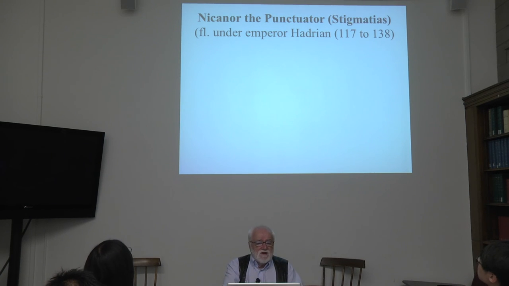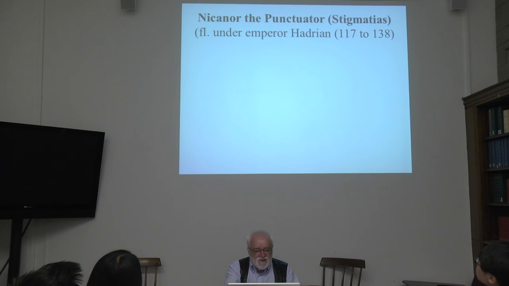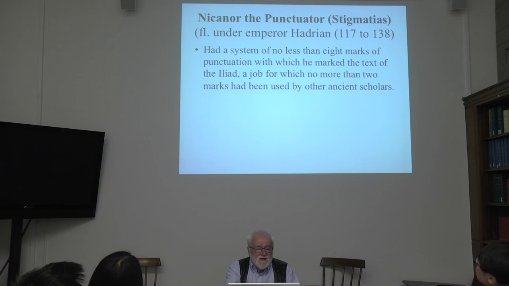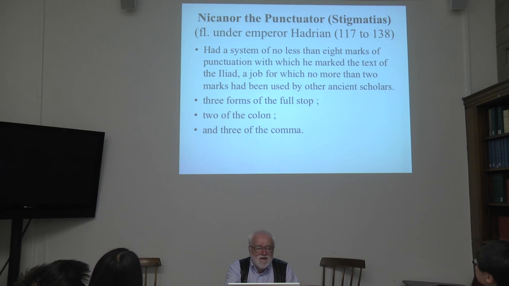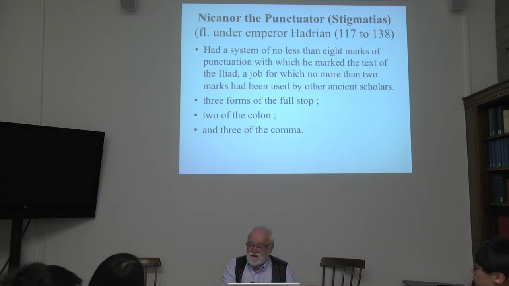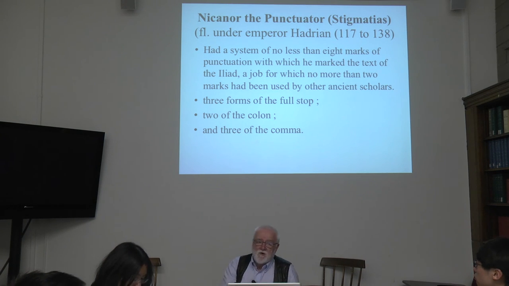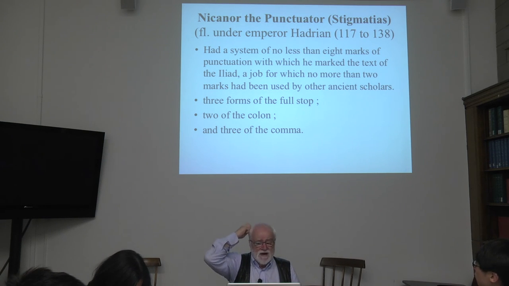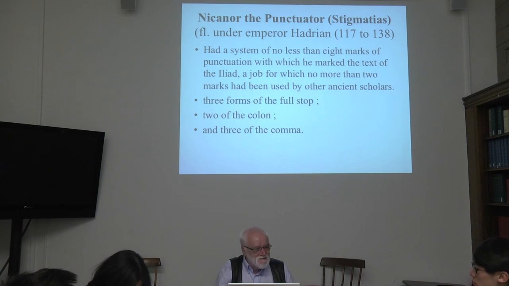So, it will amuse you that Nicanor the punctuator, Stigmatias, who flourished under the Roman Emperor Hadrian, had a system of no less than 8 marks of punctuation, which he marked the text of the Iliad with, and 3 forms of the full stop, 2 of the colon, and 3 of the comma. Isn't that fascinating? And he was a Stoic, and as you know, the linguistics in ancient Greece and Rome were very importantly moved forward by the Stoic philosophers. So, I hope you don't mind me drawing your attention to this. You do have this also.